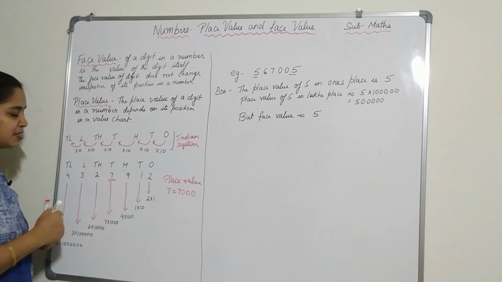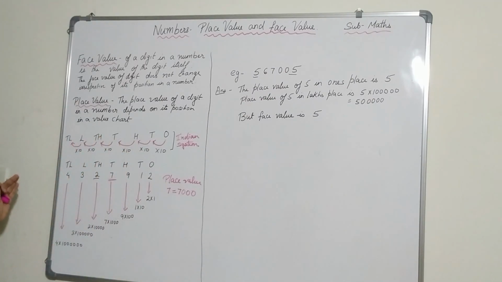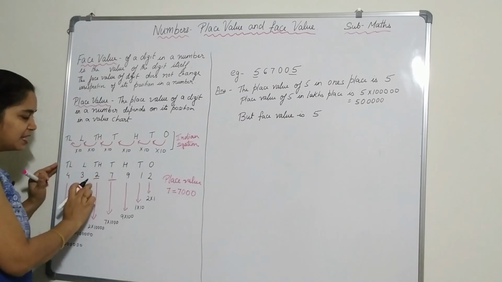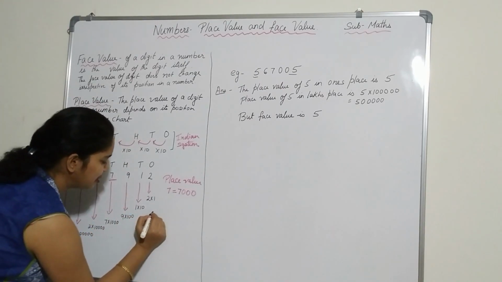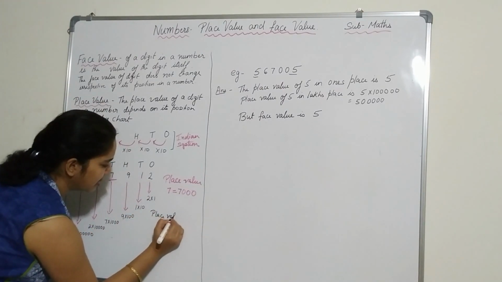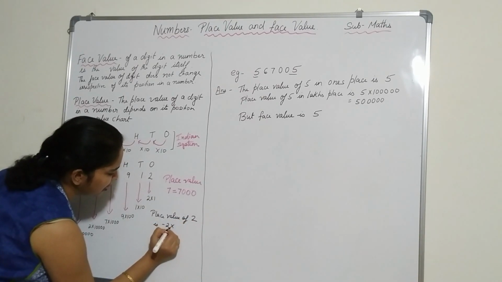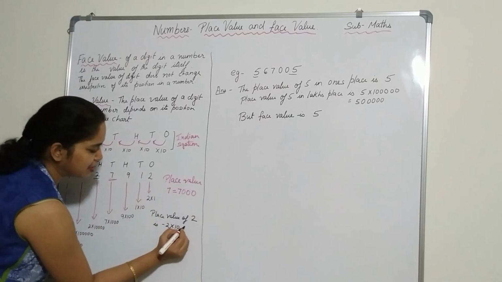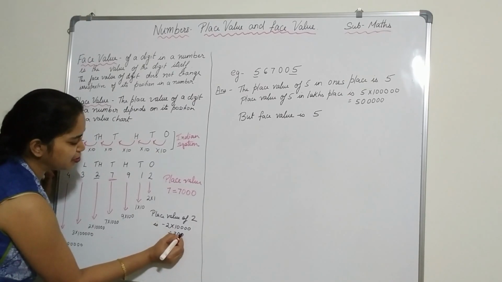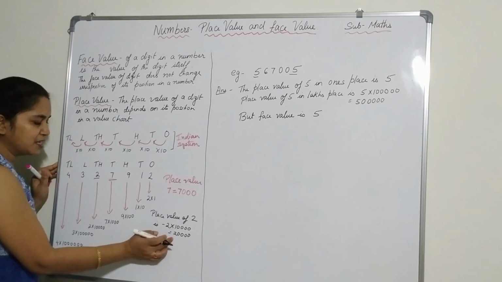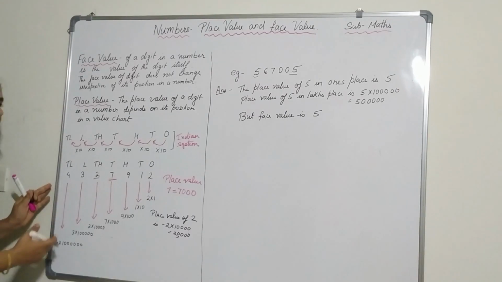If we want to take the place value of 2 in this number, what will it be? It is placed in the 10,000 place. So you can write the place value of 2 is 2 into 10,000, which equals 20,000. The place value is 20,000. Okay, this is the place value of a number.